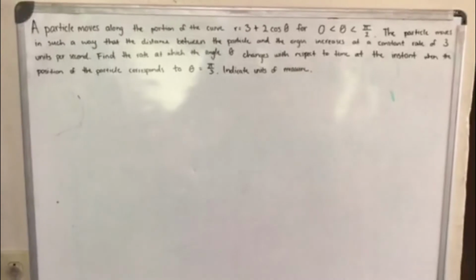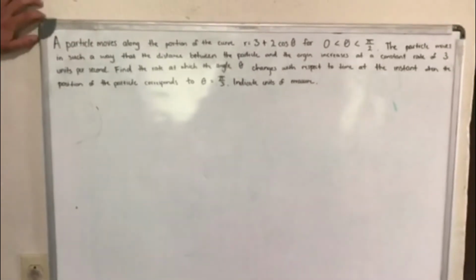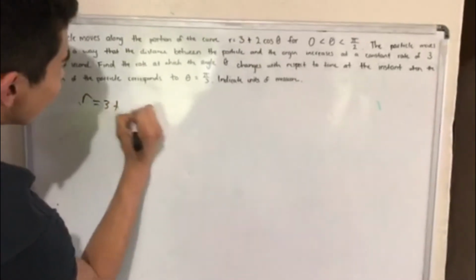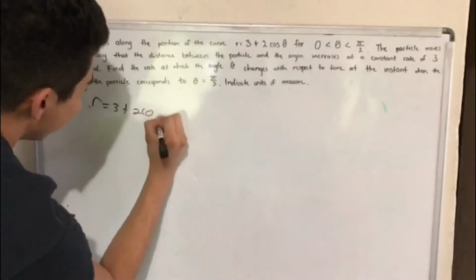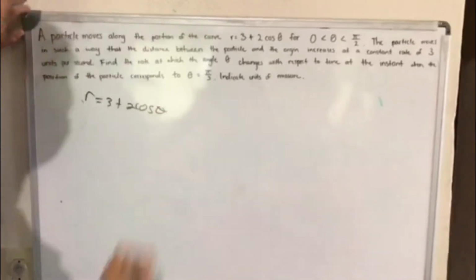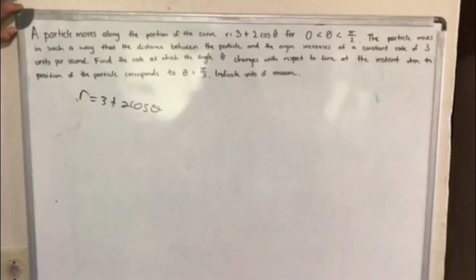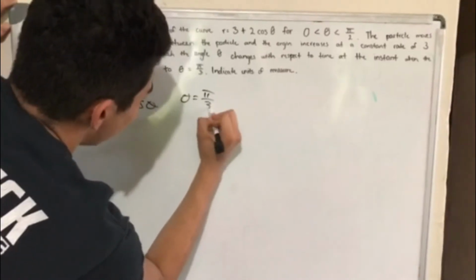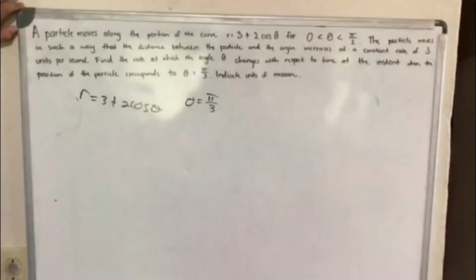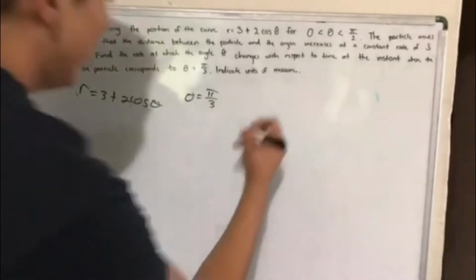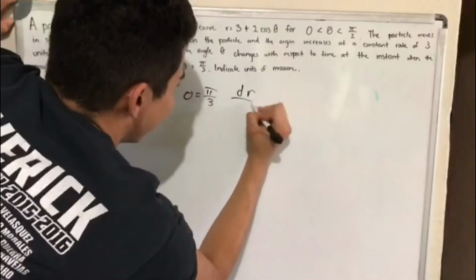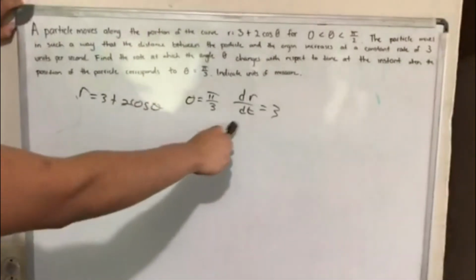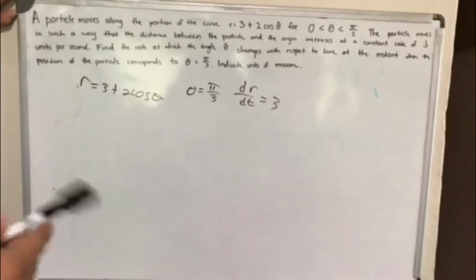Indicate units of measure. So the first step, they give you r equals 3 plus 2 cosine theta. They give you theta equals pi over 3, and they give you dr/dt equals 3. So when you see dr/dt, that means that it's related rates.